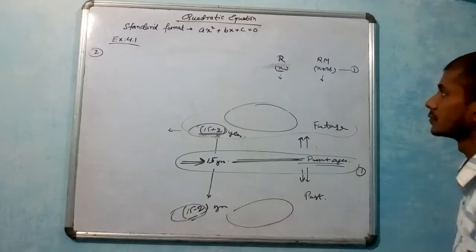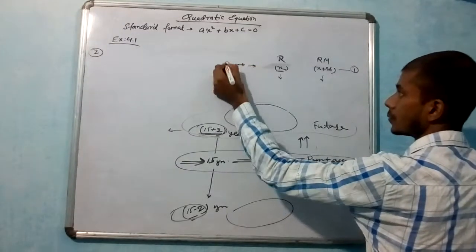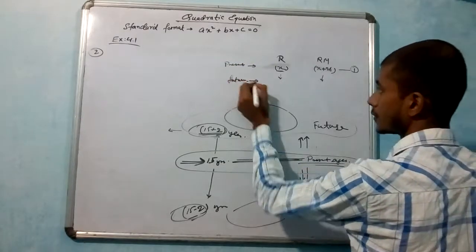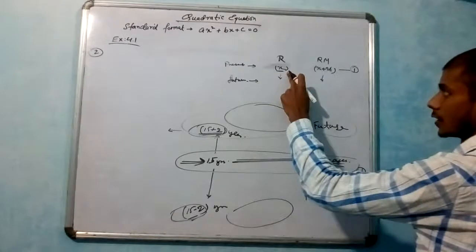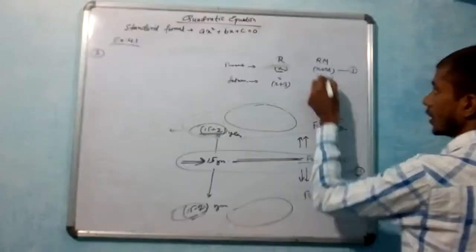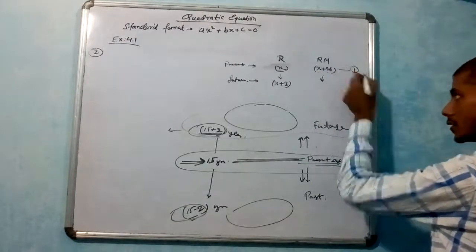Present. What is the present age? X years. So x plus 3. X plus 3 years. And what will be his mother's age after this? X plus 26 plus 3. So it will be x plus 29. Understood? The second work is done.